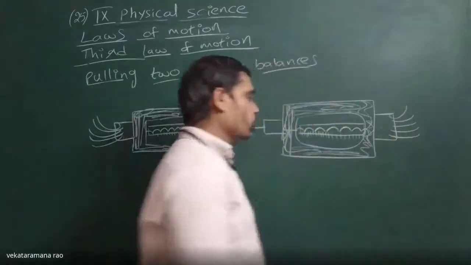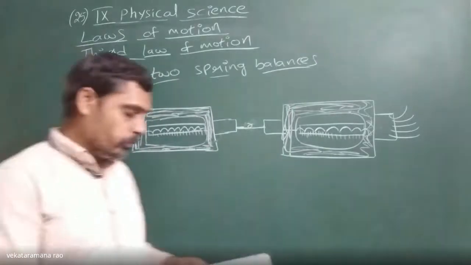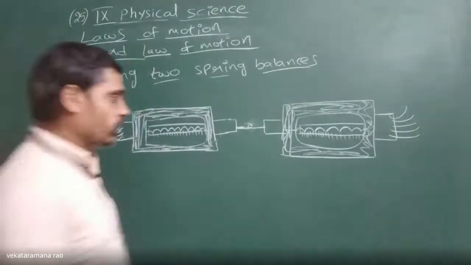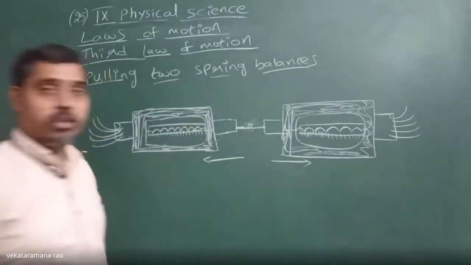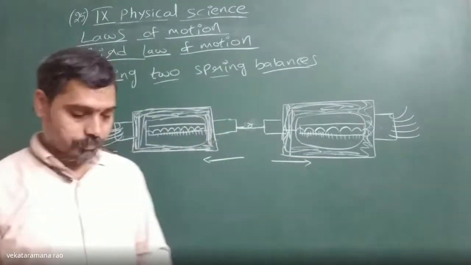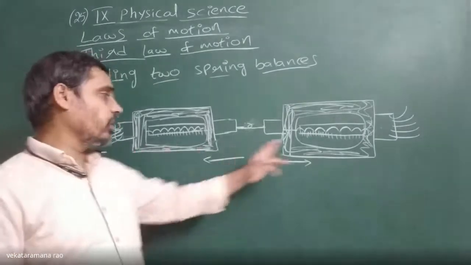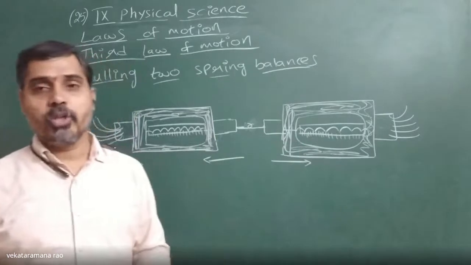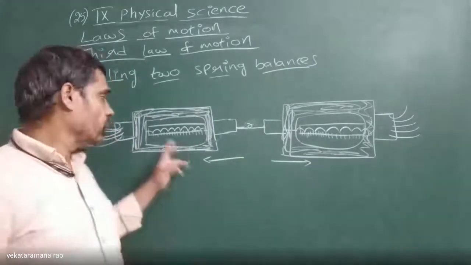If you hold two spring balances like that and pull them in opposite directions, we are pulling towards this direction and this one towards that direction. Now the question arises: what do you notice from the readings in the spring balances? If you apply equal pulling forces, then they will show equal values.